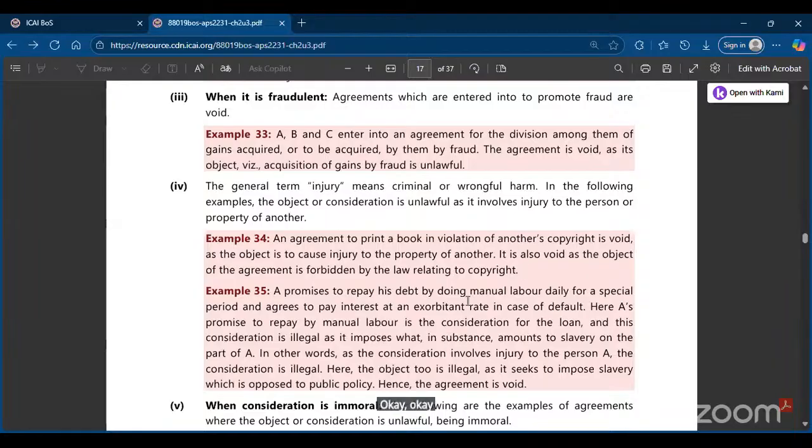Okay. Here, yeah. That's all right. Anything else? No, sir. Object is illegal.